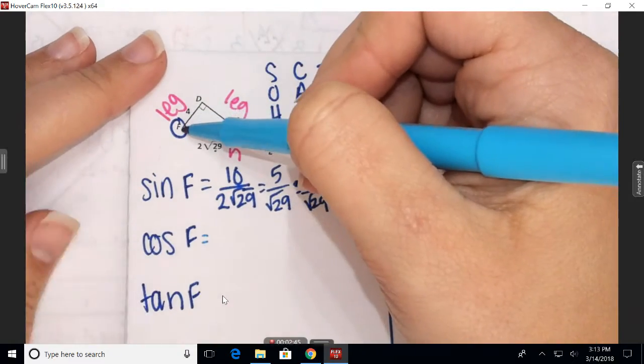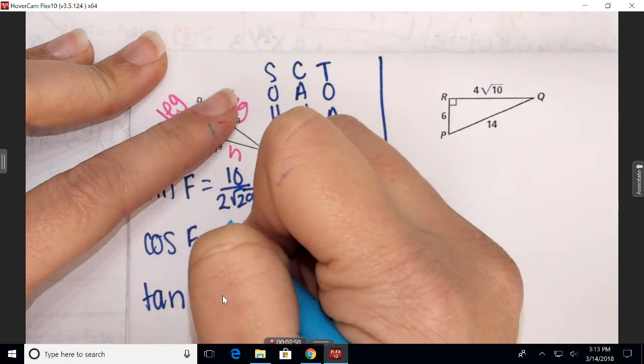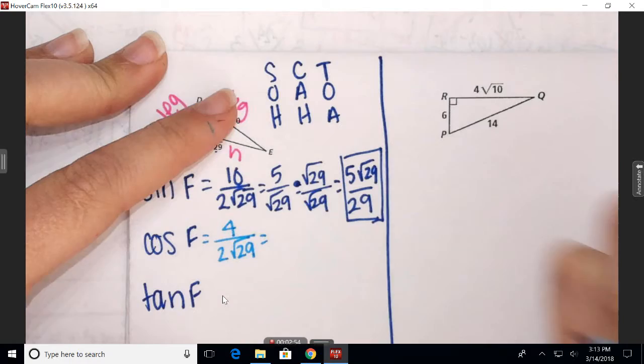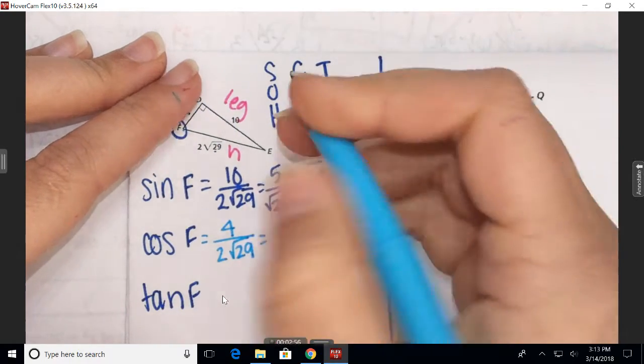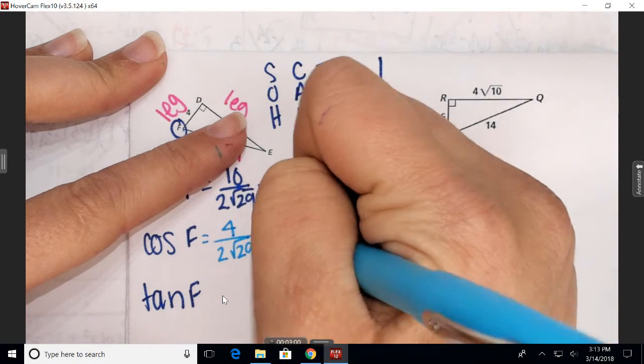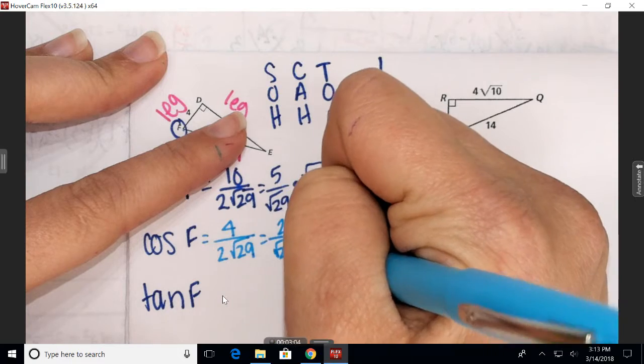Now our cosine of F is the leg adjacent to it divided by hypotenuse. The leg adjacent is 4. The hypotenuse is 2 root 29. Now 4 divided by 2 is 2. And then we can't have a radical in the denominator, so we have to multiply the top and bottom times root 29.